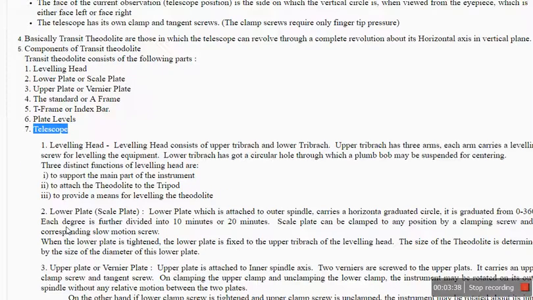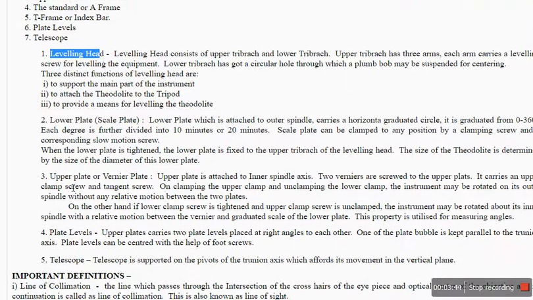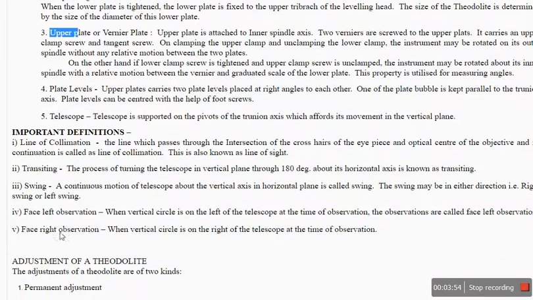So the instrument is set up and temporary adjustments are done. We have the leveling head, the lower plate and the upper plate. The lower plate and upper plate play a major role in finding the angles between two points.